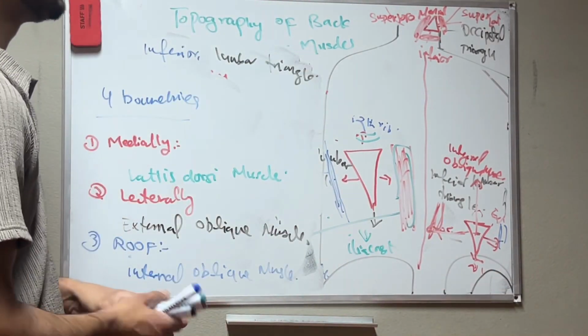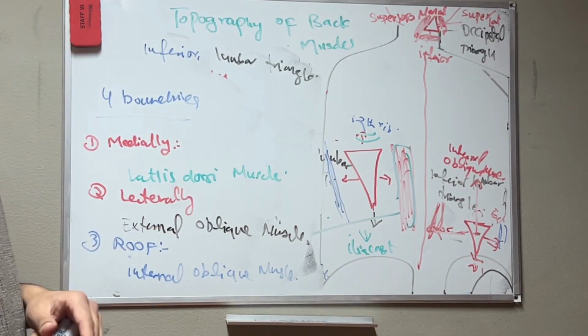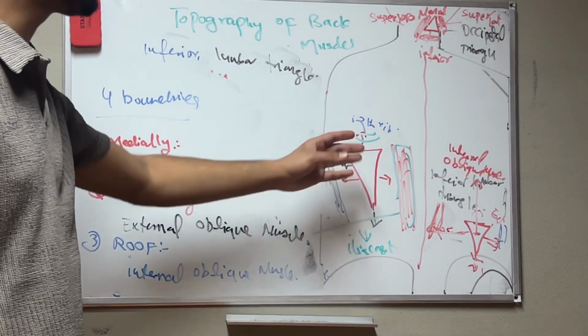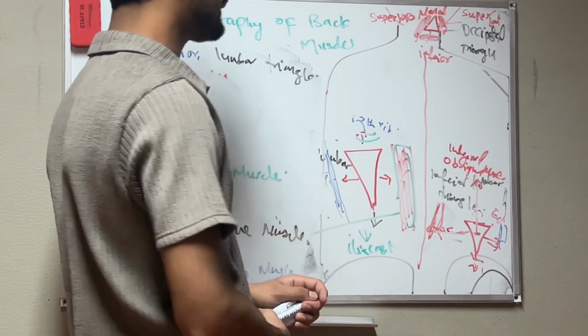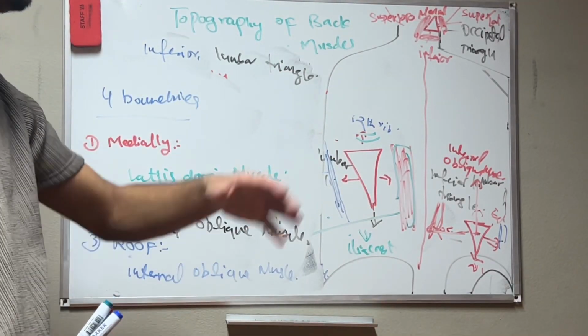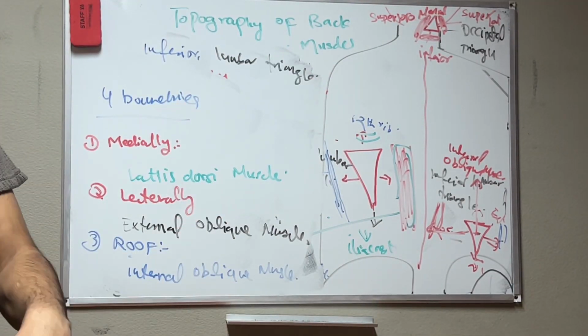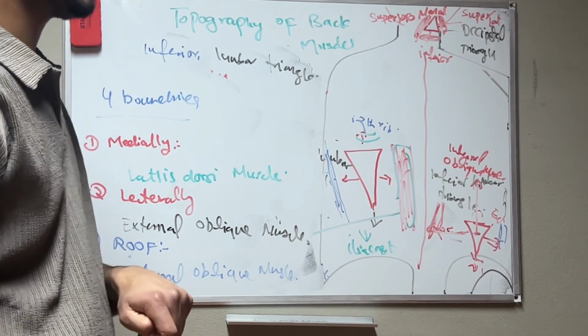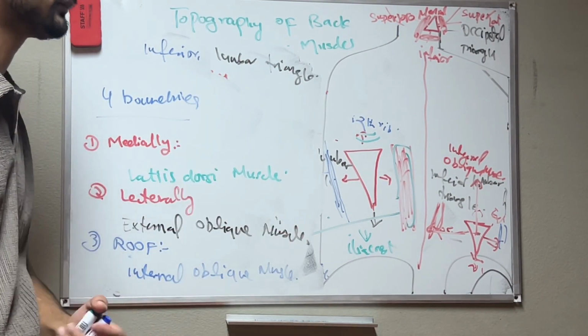Okay, this is the simple topography of the back muscle, in which we have three triangles: the occipital triangle, the superior lumbar triangle and the inferior lumbar triangle. In each triangle we discussed the boundaries, superior, lateral and medial, and which muscle is located there. Thank you.